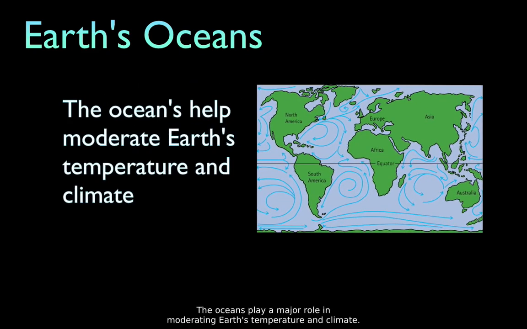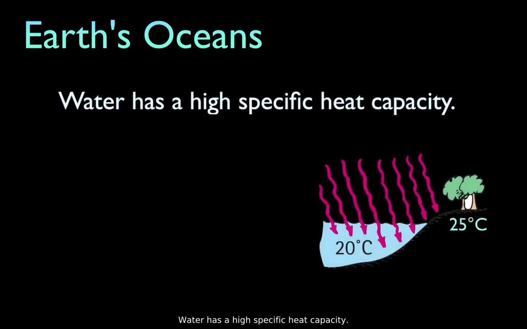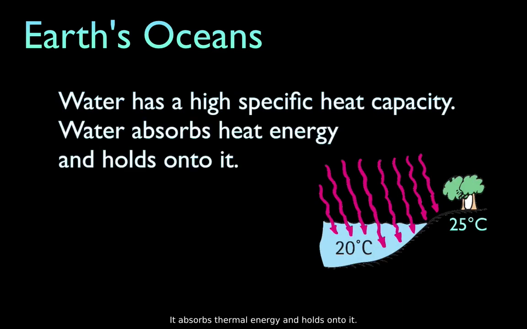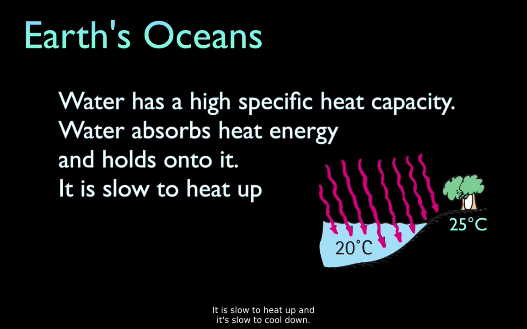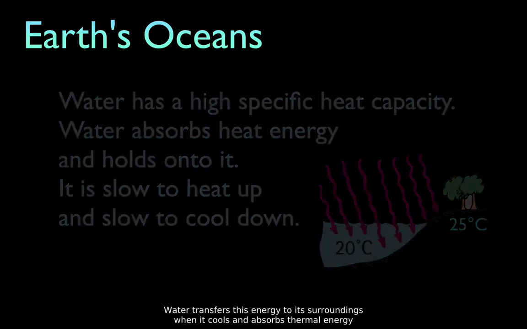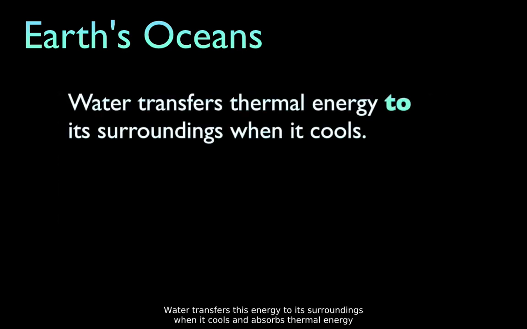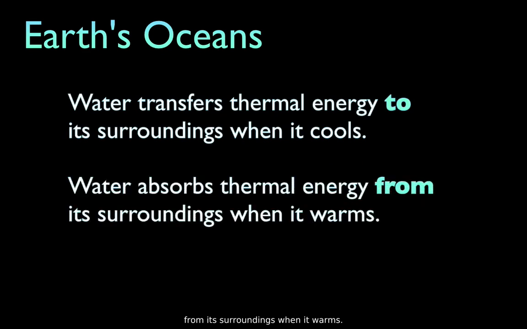The oceans play a major role in moderating Earth's temperature and climate. Water has a high specific heat capacity. It absorbs thermal energy and holds on to it. It is slow to heat up, and it's slow to cool down. Water transfers this energy to its surroundings when it cools, and absorbs thermal energy from its surroundings when it warms.